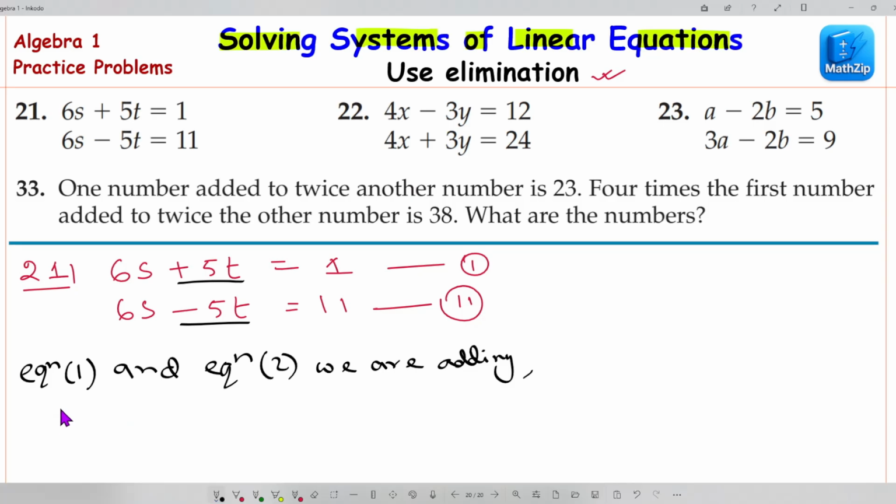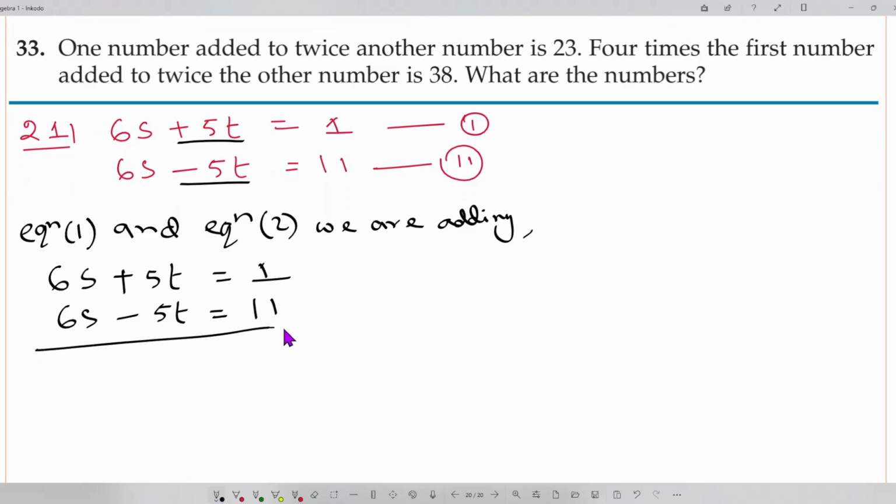So what we will get: 6s plus 5t equals 1, 6s minus 5t equals 11. After adding this, 5t and minus 5t will be out. So 6s plus 6s will be 12s, equals 1 plus 11, also 12. Now we can divide both sides by 12, s becomes 1, right? So we get s equals 1.